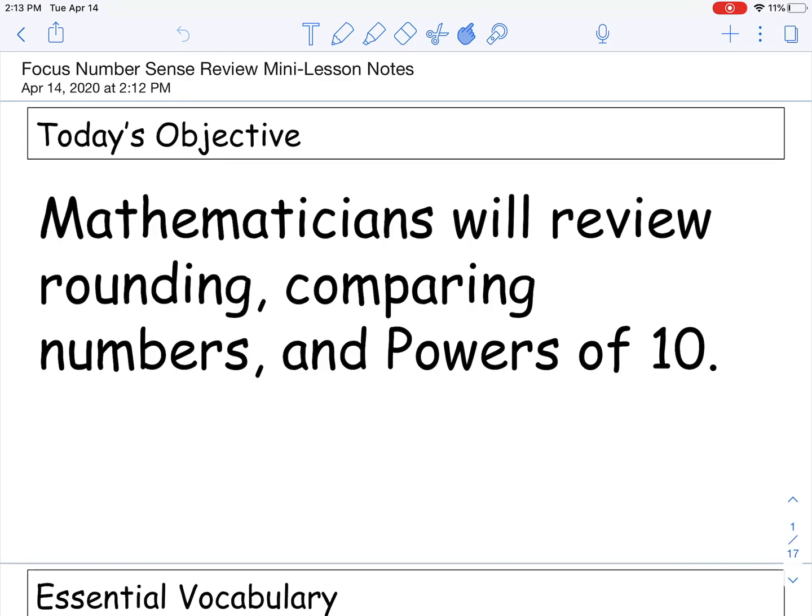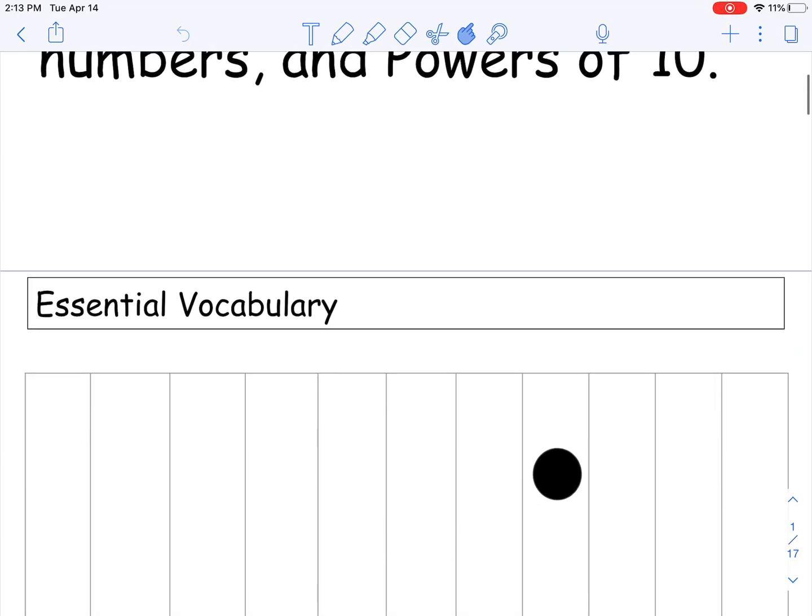Today's math, you are going to be doing a review of the number sense skills we've done this year. So you'll do the mini lesson notes with me, and then I have some independent practice, and you have one IXL assignment to do for math today. All right, let's get started.